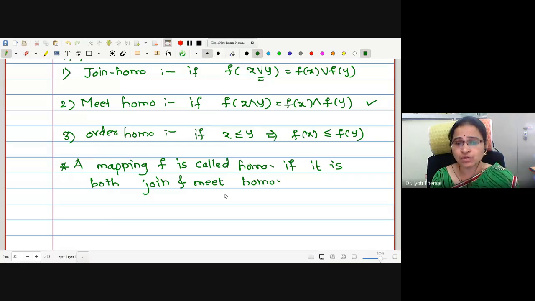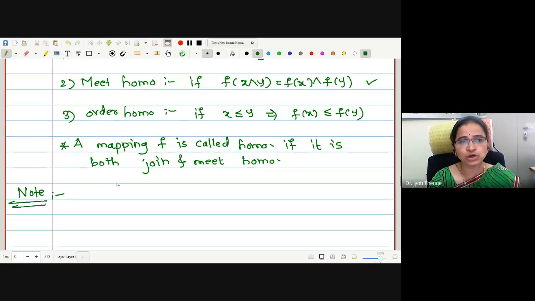Now one may have a question: why is there no need to consider order homomorphism? Here we are going to discuss that every join homomorphism will be an order homomorphism, and every meet homomorphism will also be an order homomorphism. This we will write as a note. According to this note, if join is there, order should be there. If meet is there, order should be there.